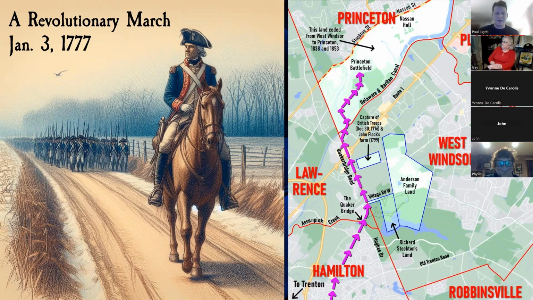So the majority of the army again departed the city, and their secretive route included Quaker Bridge Road, which is West Windsor's western border with Lawrence Township. And you can see that in the map here.